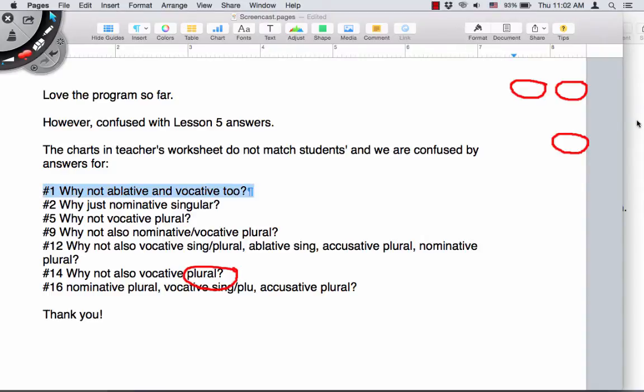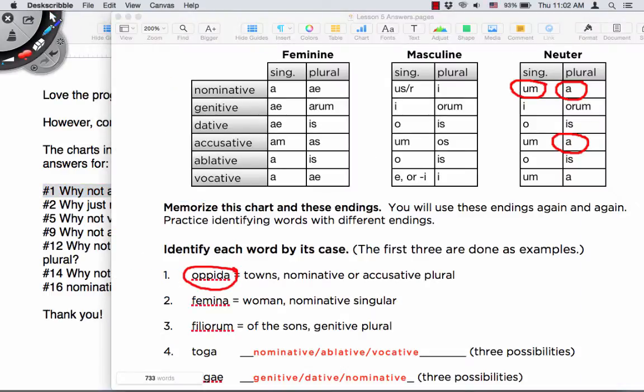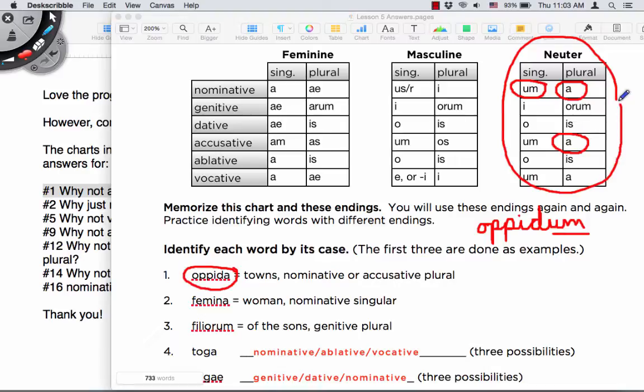Why not ablative and vocative too? So let's look first at the ablative. Why can't oppida be ablative? Well, it can't be ablative because the word is oppidum. Whatever the word is in its nominative form, that determines which box it goes in. So here we have oppidum. Since oppidum ends with um, this is the only option, because in the nominative singular the ending is um. It cannot be masculine, so all of these endings are out. They don't apply because oppidum does not end with us.